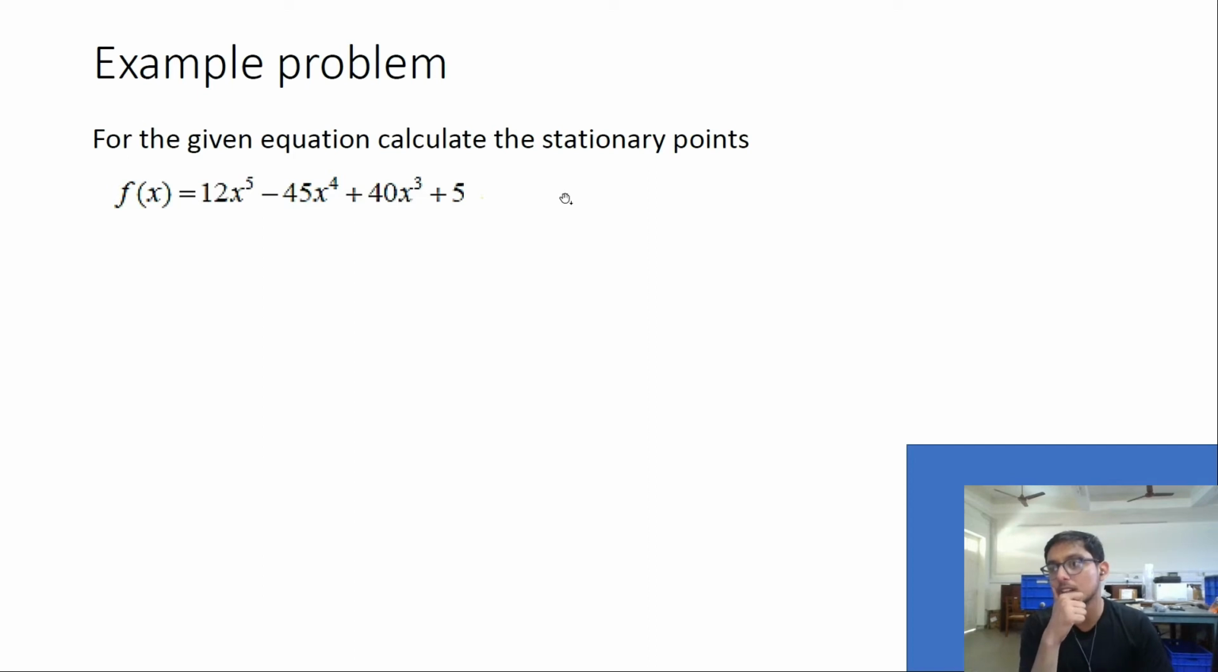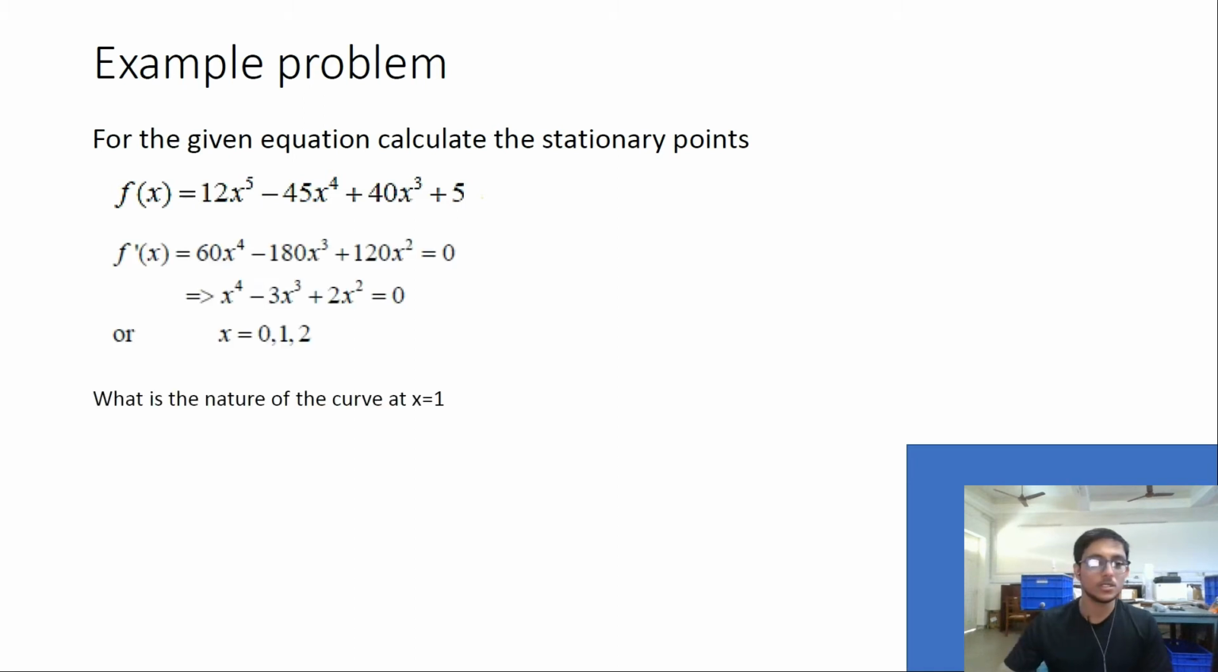So this is how you calculate the first derivative. And wow, very good. Someone has already told the stationary points also. That is correct: 0, 1, and 2. Now let's check the nature of this particular function at x equal to 1. For that, we have to calculate the second derivative.